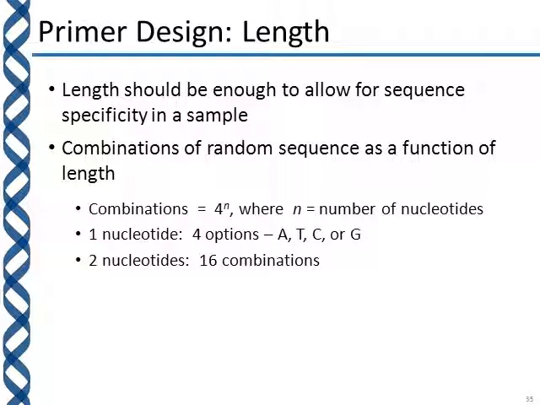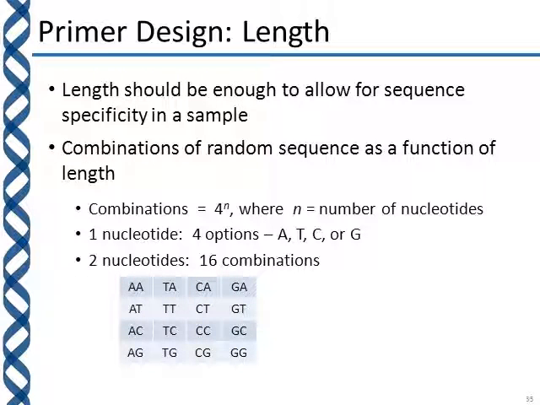If we increase our length to 2 nucleotides, you have 16 combinations. So you can have an AA, an AT, an AC, an AG, a TA, a TT, and so on. This is simply 4 to the second power, or 4 times 4, which is 16. If we increase that length to 3 nucleotides, now we're looking at a combination number of 64. You can have AAA, AAT, AAC, and so on until you complete all of the 3 nucleotide combinations. You'll find that there are 64 of them.